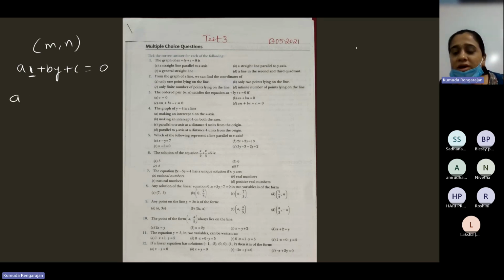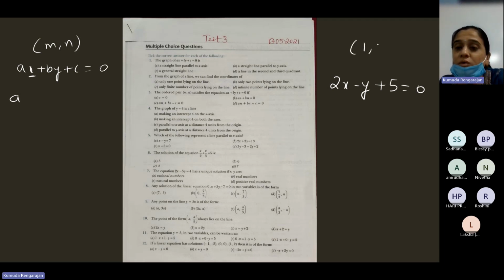See now, let me give you an example. Supposing you have an equation like 2x minus y plus 5 is equal to 0, and you have to check if the point 1 comma 2 satisfies this equation.